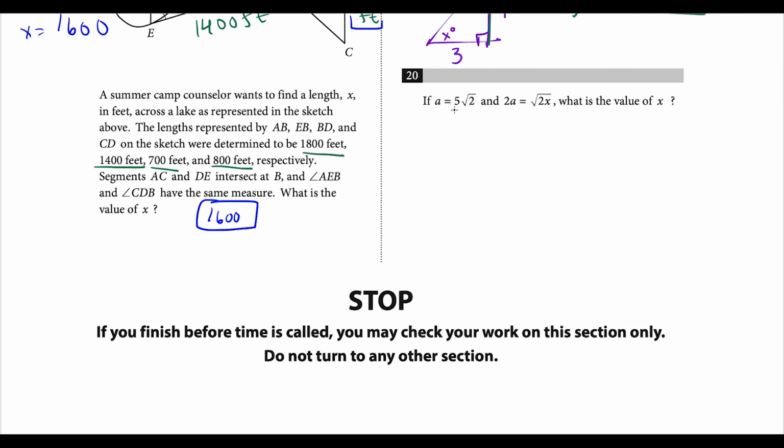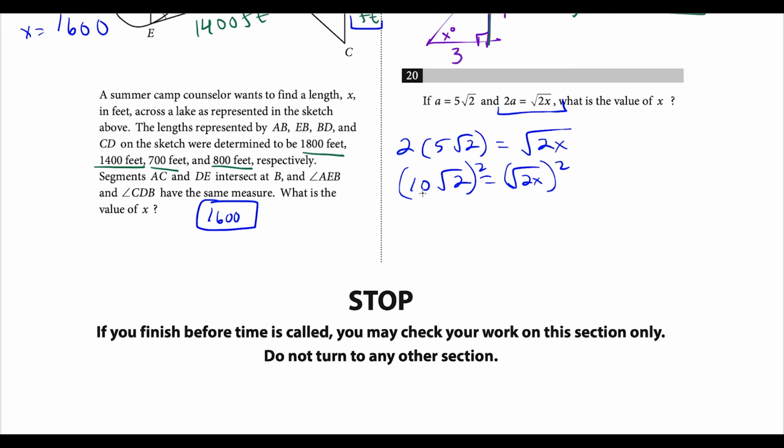Question 20, we're solving for x, and I'm just going to plug in for a into this equation here. So we have 2 times a, which is 5 radical 2, is equal to the square root of 2x. So here on the left, now I have 10 radical 2 equals radical 2x. And to solve for x, I'm just going to square both sides. And on the left side, I have 10 times 10 is 100 times radical 2 times itself, which is 2. And this is equal to radical 2x times radical 2x, which is 2x.